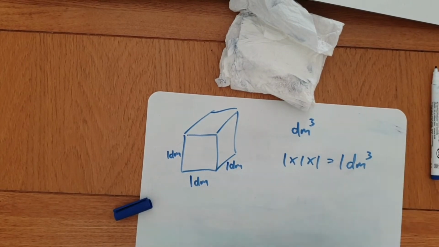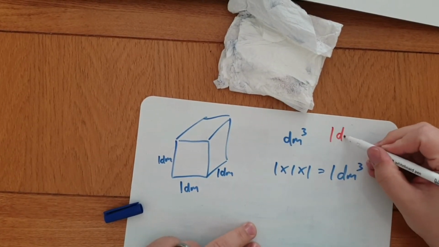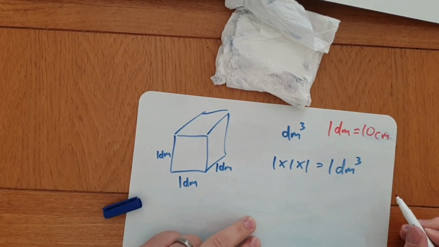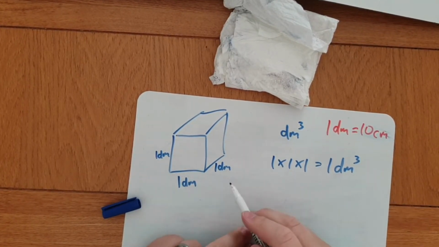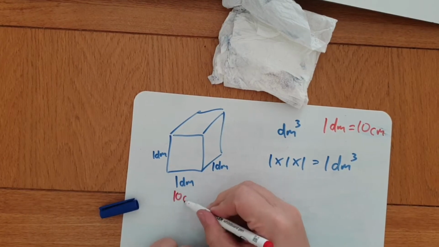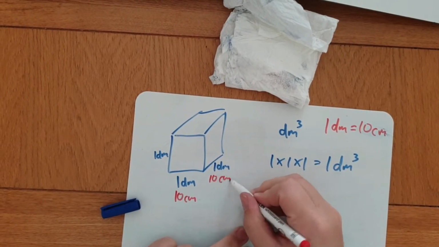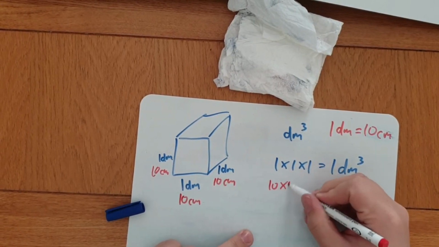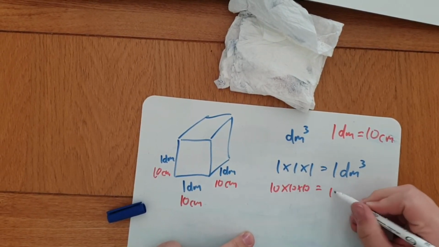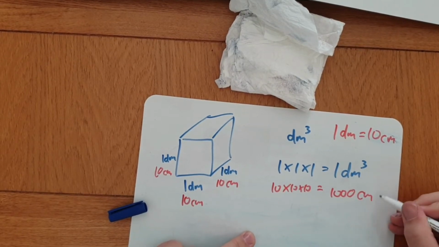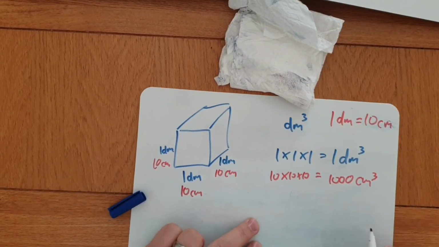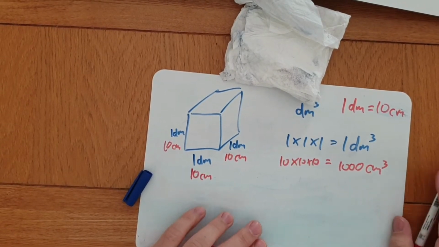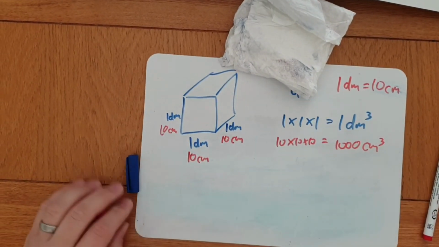So 1 decimeter equals 10 centimeters. We've got to remember this is cubed. So that would be 10 centimeters by 10 centimeters by 10 centimeters. So you would have 10 times 10 times 10, which is 1,000 centimeters cubed. So 1 decimeter cubed is the same as 1,000 centimeters cubed.